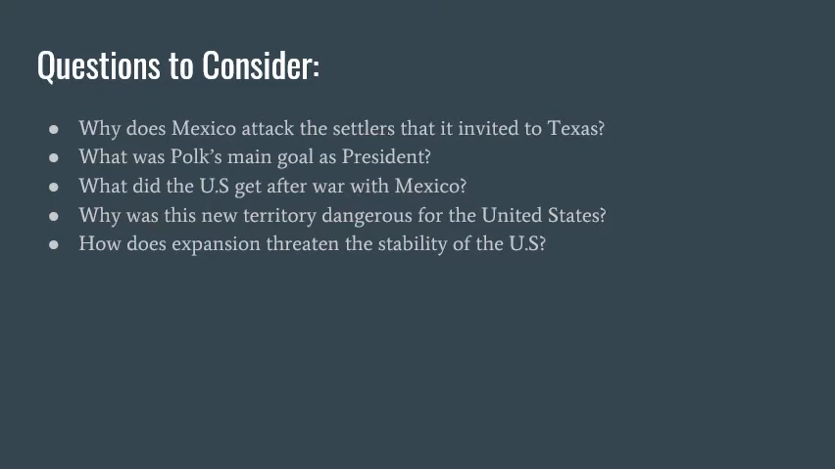What was Polk's main goal as president? What did the United States get after war with Mexico? Why was this new territory dangerous for the United States? And how does expansion threaten the stability of the United States?